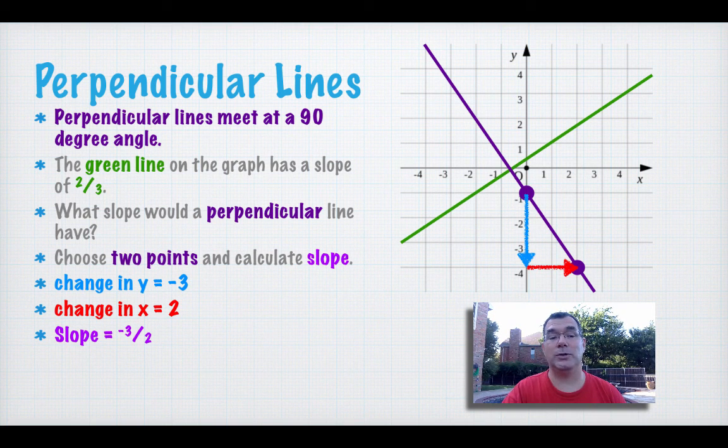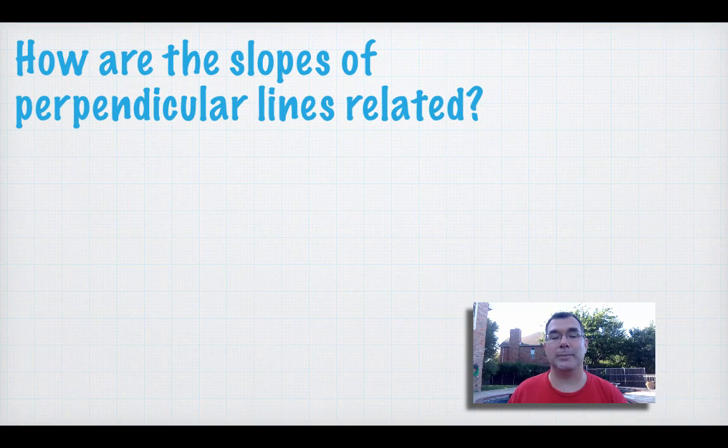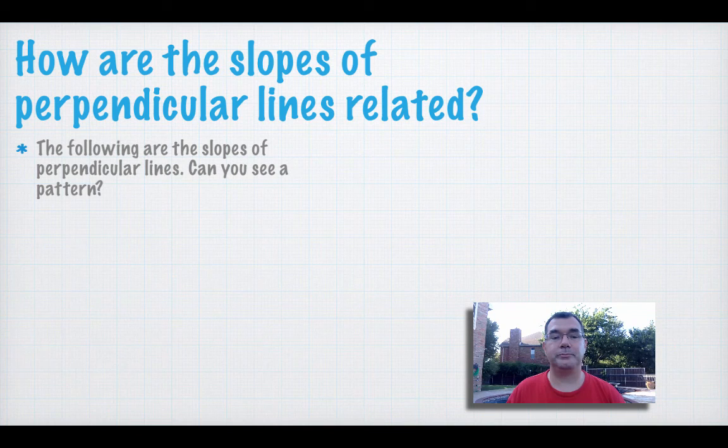So maybe you can see what the relationship is, but just in case you can't, let's go through some more examples of slopes that are perpendicular to each other. Okay, so here are some slopes of lines that are perpendicular. Okay, so a line with slope 3 is perpendicular to a line with slope -1/3.